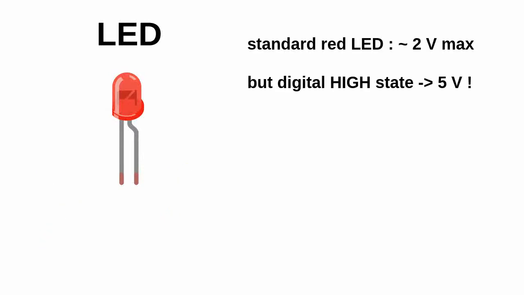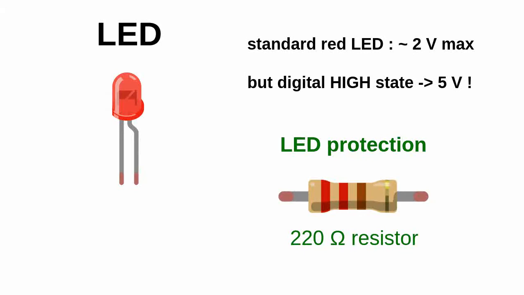A standard red LED can only stand 2 volts or even less, but the output pins deliver 5 volts at a high state. That's too much for the LED, so we need to protect it with a resistor. A 220 ohm resistor is good to protect all kinds of standard LEDs of any color.